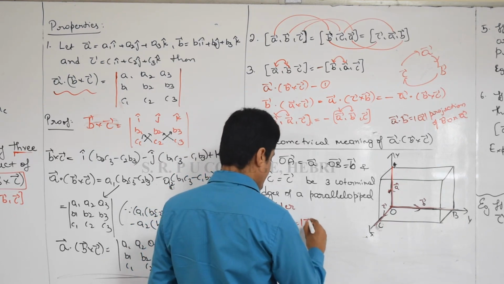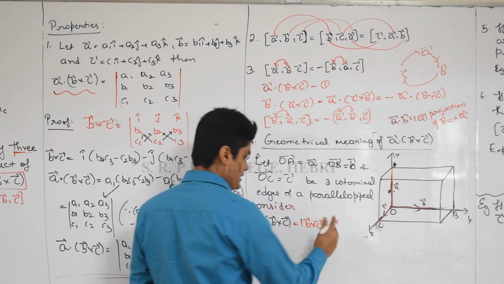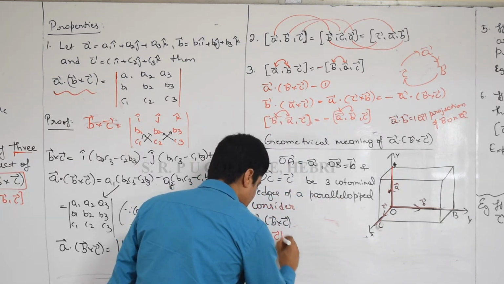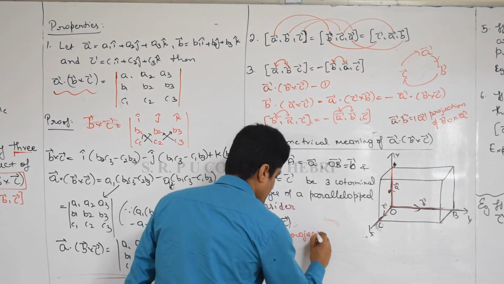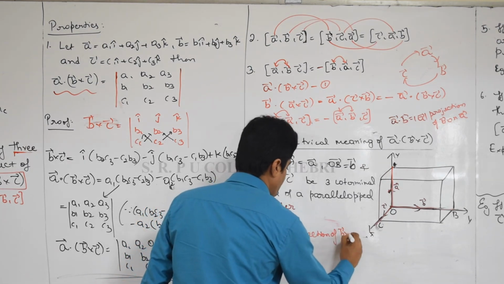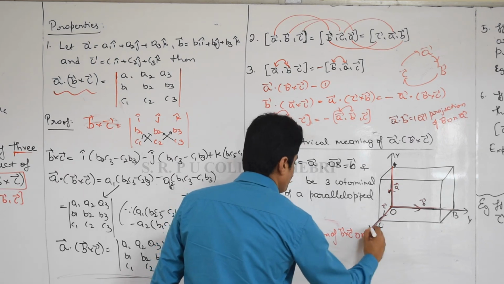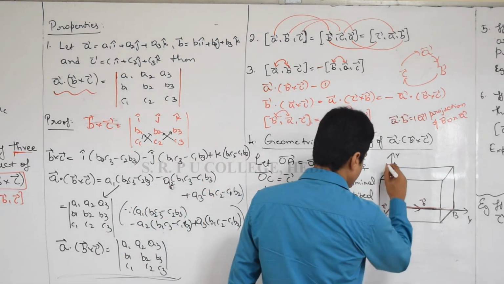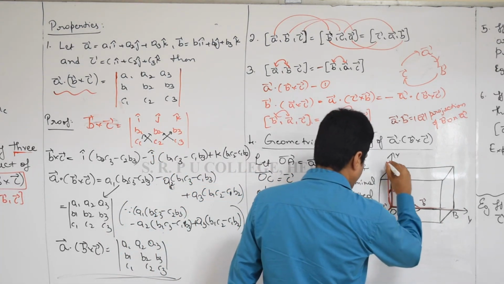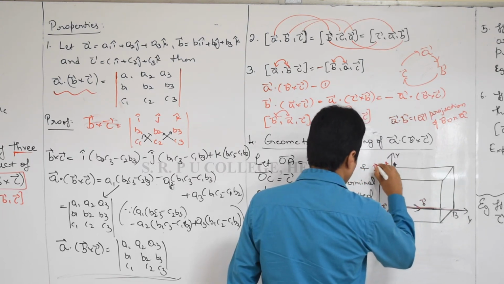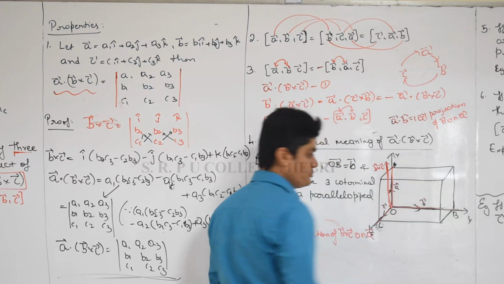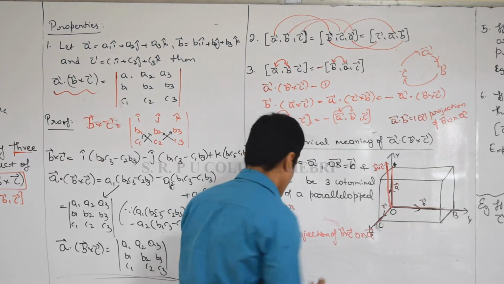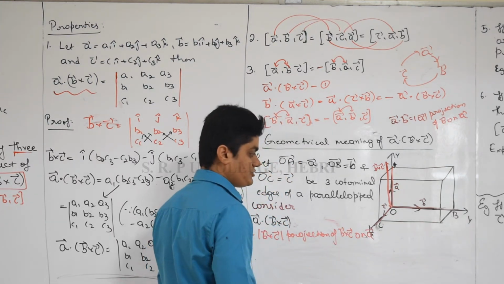So here I'll consider the magnitude of vector B cross C into the projection of vector B cross C on vector A. Where does B cross C come, tell me? This is the direction of B cross C, right? Perpendicular to both B and C. This is B cross C, remember. B cross C is always perpendicular to both B and C, right hand system. B is here, so where does B cross C come? It comes here, right? So that direction is drawn. So the magnitude of B cross C into the projection of vector B cross C on A.